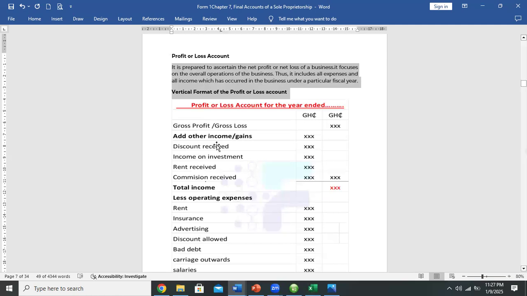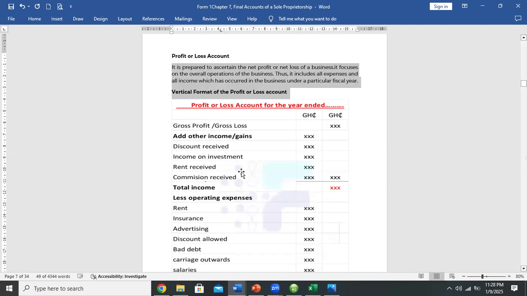The first one is discount received. And I think we all know what discount received is. If your creditors allow you some discount, or the people you owe say, instead of paying us 100,000, pay us 95,000, the 5,000 difference becomes a discount you have received from your creditors. The second one is income on investment. Like the example I gave, if the business makes investment either in treasury bills, fixed deposit, or in the shares of a company, that income will be added to the gross profit.